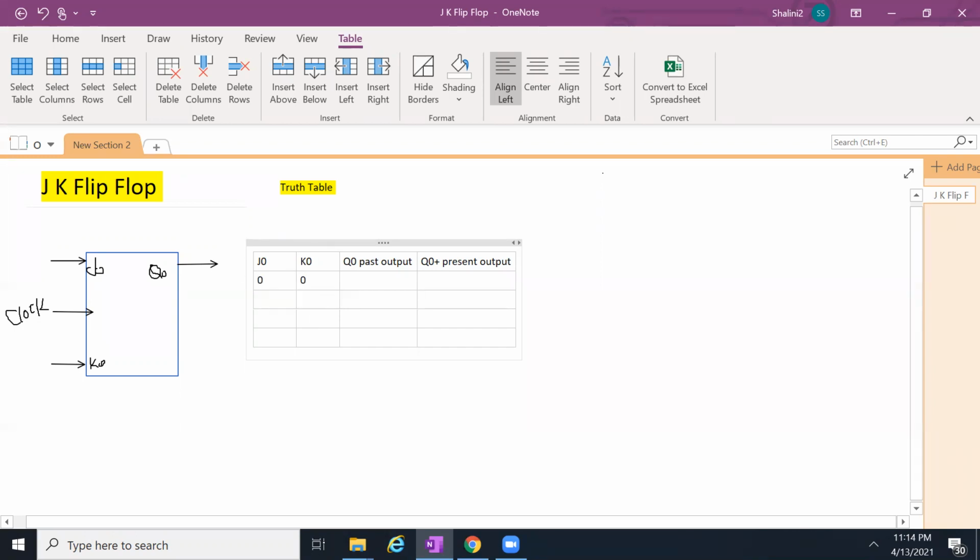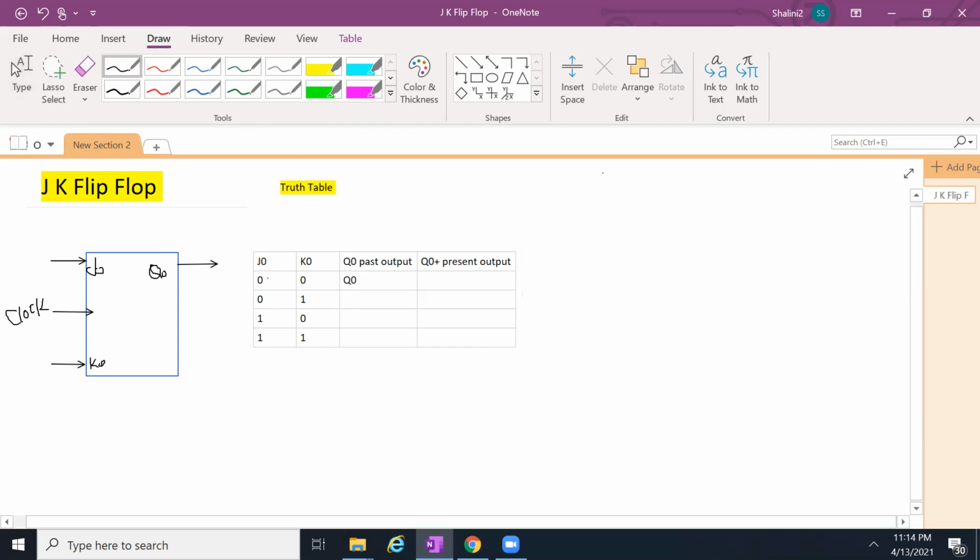So I am writing here 00, 01, 10, then it will be 11. Okay, so suppose I am considering here the past output Q0. Okay, this is my past output. Whatever it will be, it should be either 0 or 1. So whenever JK value is 00, that time whatever the past output is present, that will come into the present output.